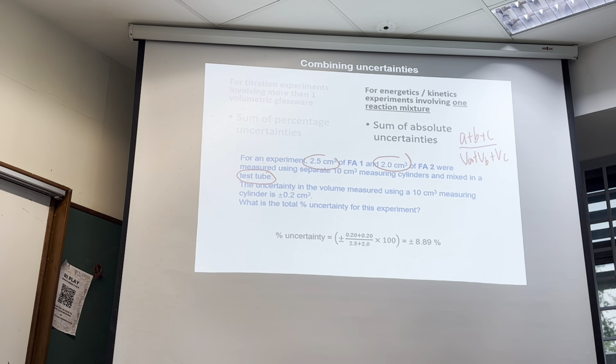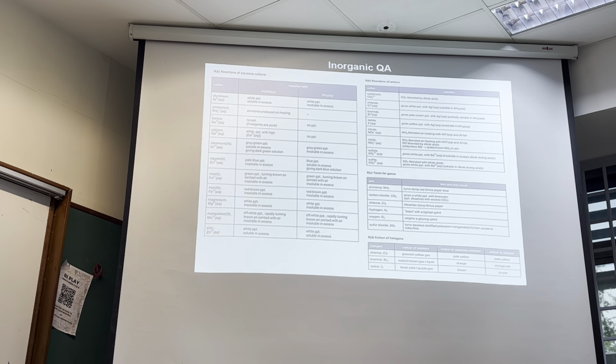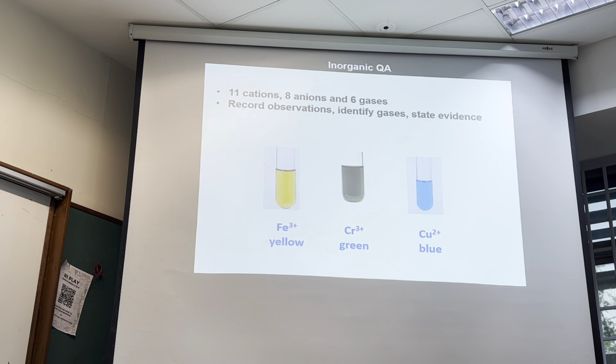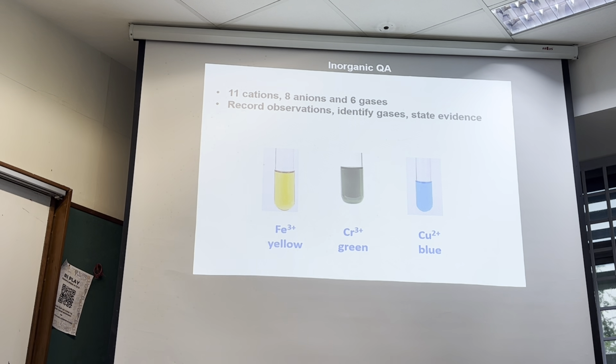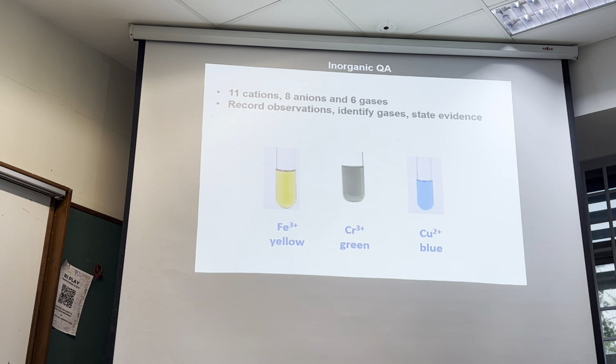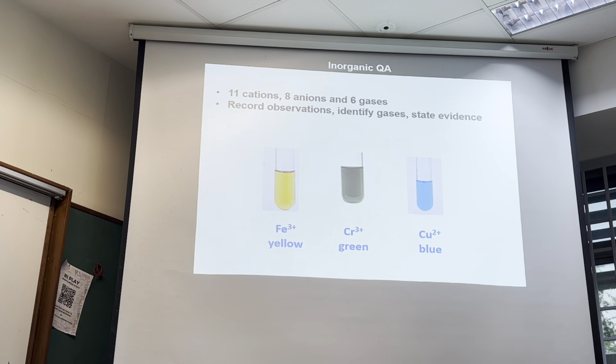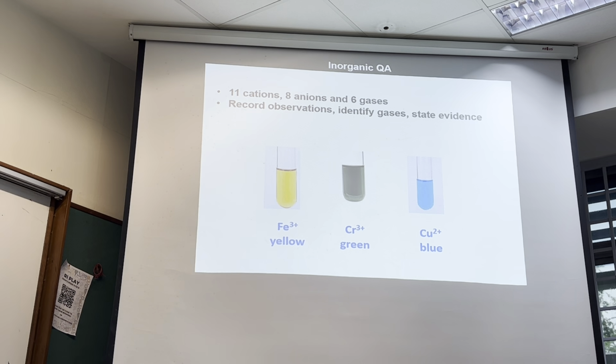Let's continue. Okay, can I continue? Right, now the next one, let's go on to qualitative analysis. Now this table is provided to you. This is the only thing that you will get, the two-sided yellow paper with this. A gentle reminder: there are 11 cations, 8 anions and 6 gases. You need to know how their observations will look, the identity and the stating of evidence. So please make sure you know how to record observations.